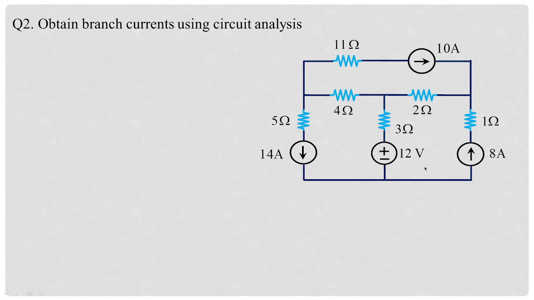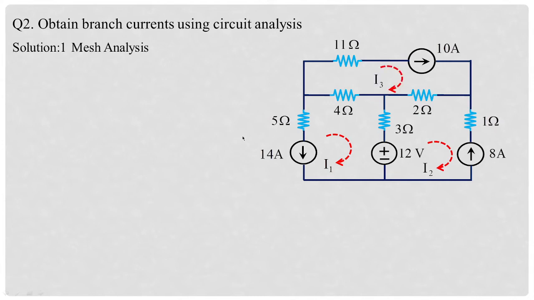Now you can see a 3-loop circuit. Obtain the branch currents using circuit analysis, as I told you. A general way of asking the question is that we have to obtain the branch currents irrespective of node analysis or mesh analysis. So you can follow mesh analysis. Under mesh analysis, we are treating 3 loop currents as I1, I2, I3. Now, fortunately, all 3 currents are already given.